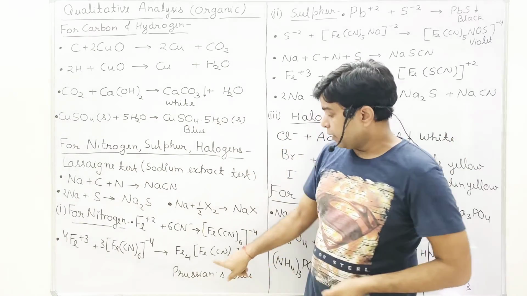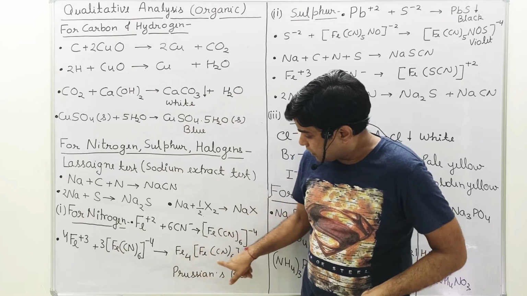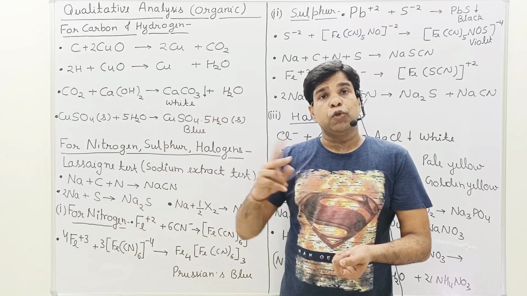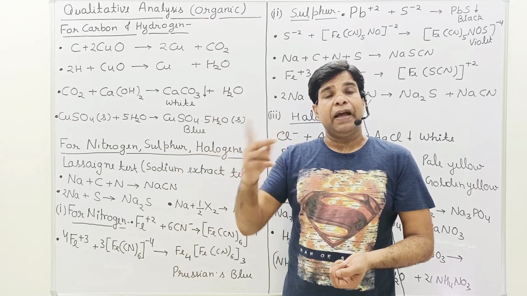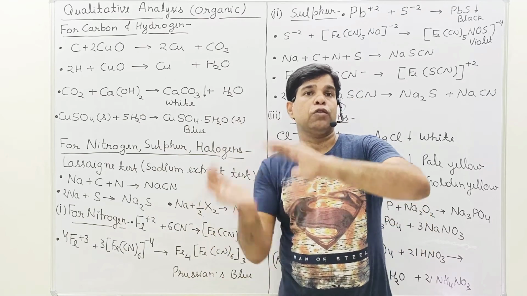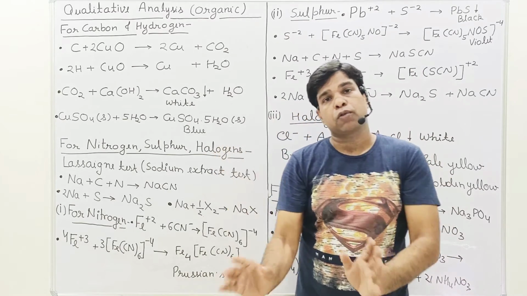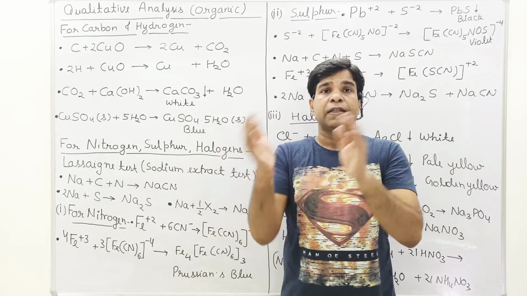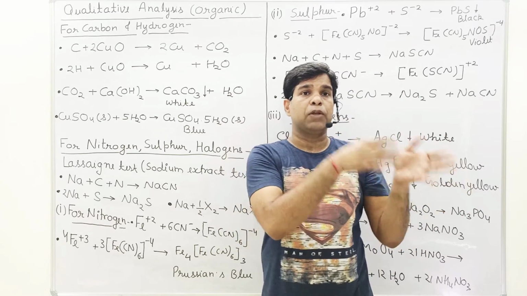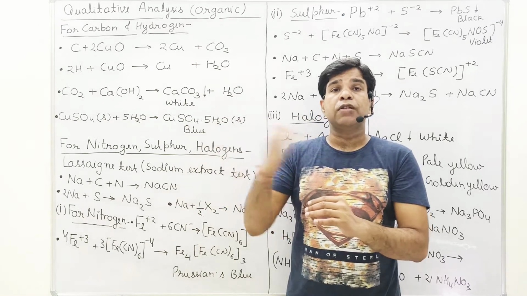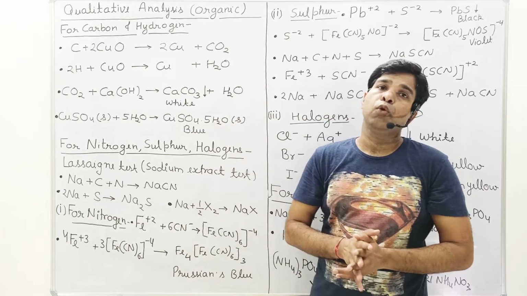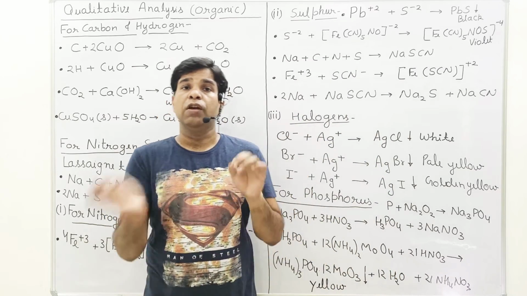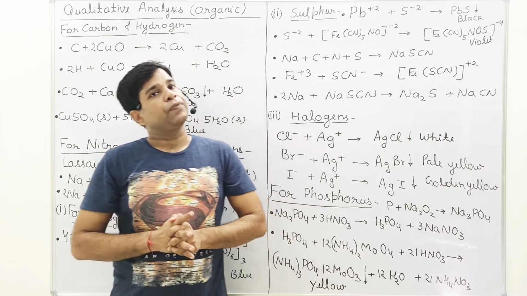Here Fe2+ and Fe3+, CN- is present between the Fe2+ and Fe3+, and you know that CN- is an ambidentate ligand. It can donate the electron sometimes to the Fe2+ and sometimes to the Fe3+. Due to this charge transfer, the solution becomes blue in color. So if Turnbull's blue or Prussian blue is formed during the reaction, it indicates the presence of nitrogen.